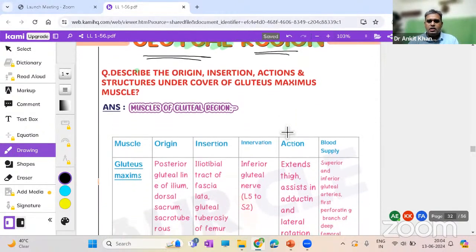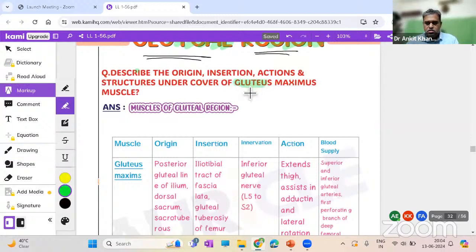The region is named gluteal because the major muscles over here are called gluteals. So we have the gluteus maximus, then the gluteus medius, then the gluteus minimus, and other small muscles are also there. We'll see further on that those small muscles are basically the lateral rotators of the thigh. So let's start with the gluteus maximus.